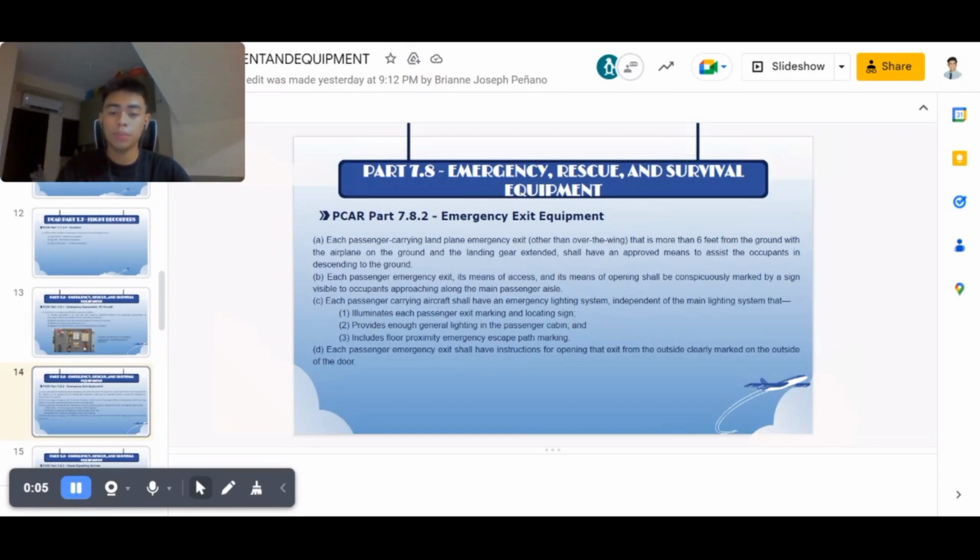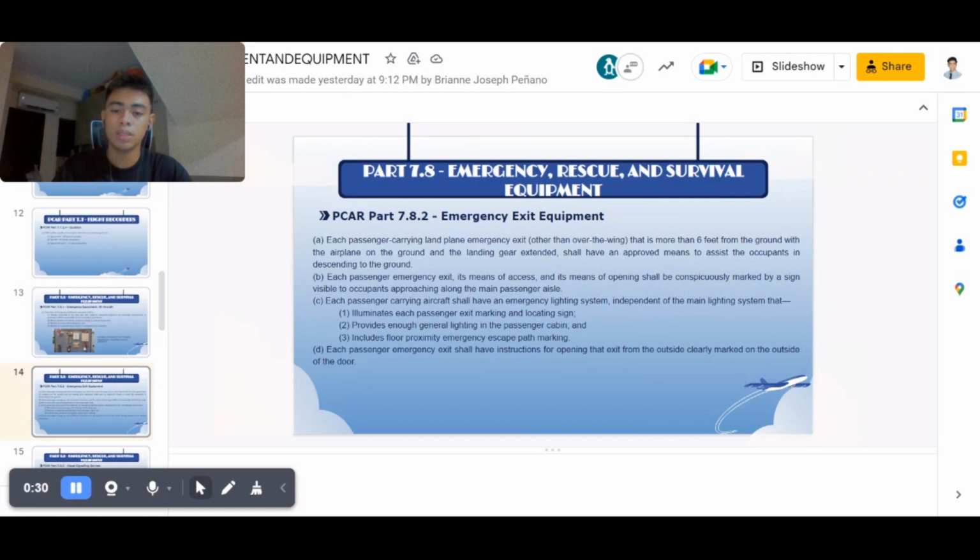The CAR part 7.8.2 talks about the emergency exit equipment. Napaka-importante ng emergency exits lalo na sa ating mga eroplano kasi 'di ba not all times naman naglaland ng eroplano sa runway. If emergency talaga siya, minsan naglaland sa tubig, minsan naglaland sa field. So, these are often used naman for emergencies if hindi na kaya magland ng eroplano sa isang runway.